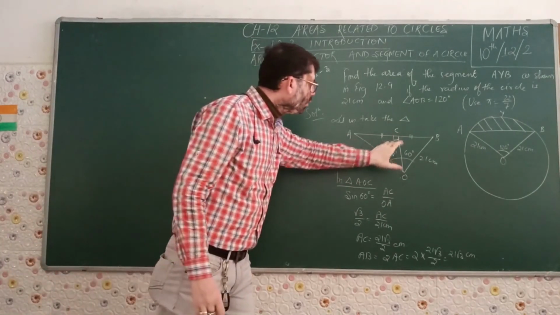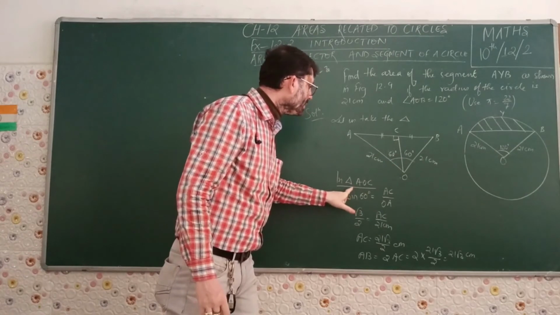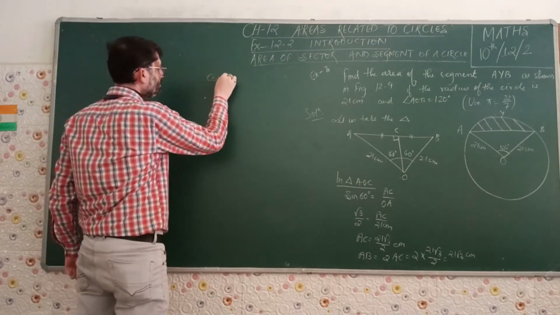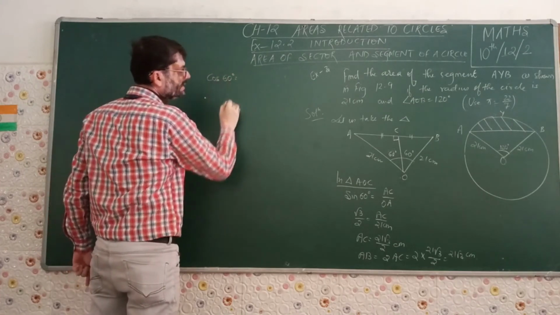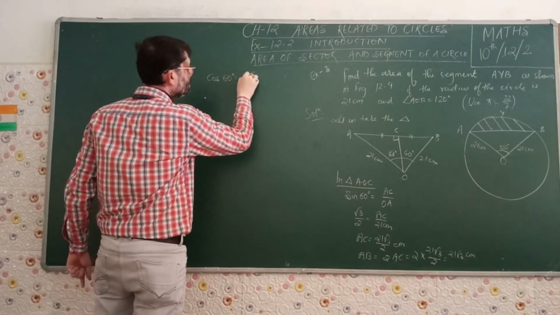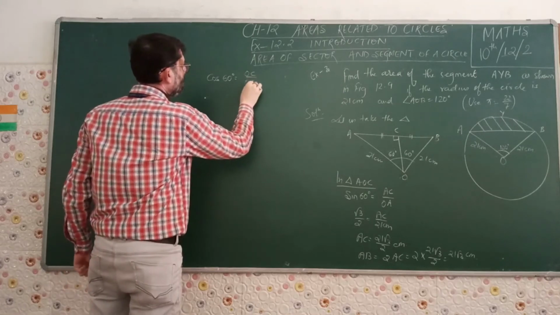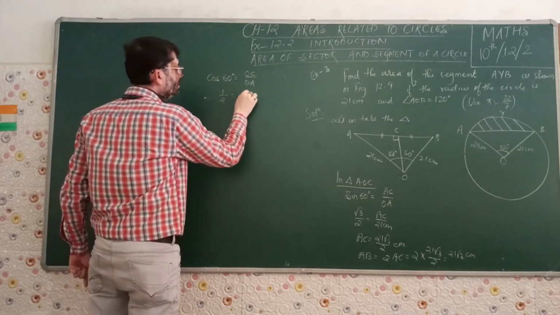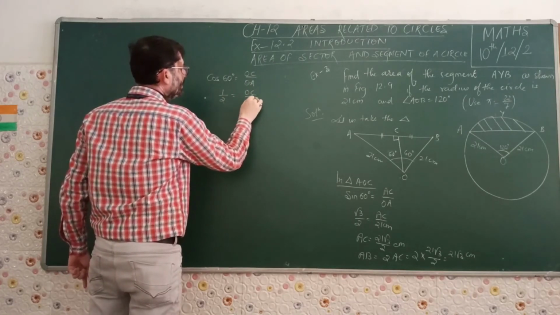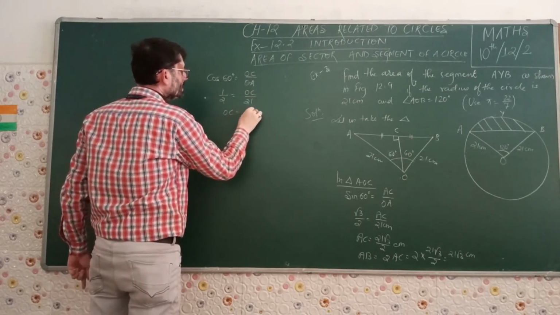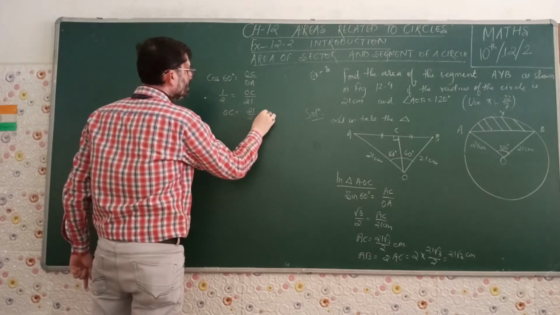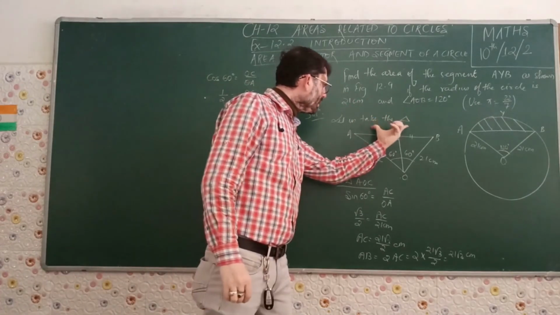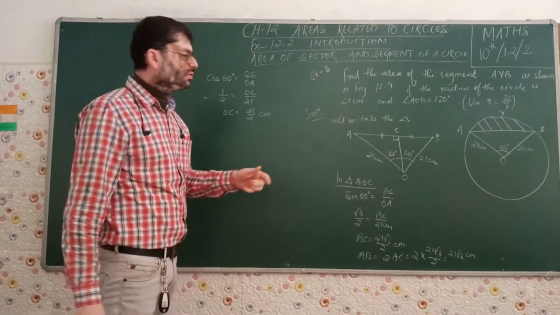Now we need OC, which is the adjacent as per our triangle. So we have to take cos. Cos 60 degrees is adjacent, that means OC upon hypotenuse, that is OA. And the value of cos 60 is 1 by 2. OC we are looking for, and OA is 21. So OC is equal to 21 by 2 centimeters. Now we have got the base and the height for the triangle, and we can find the area of the triangle.